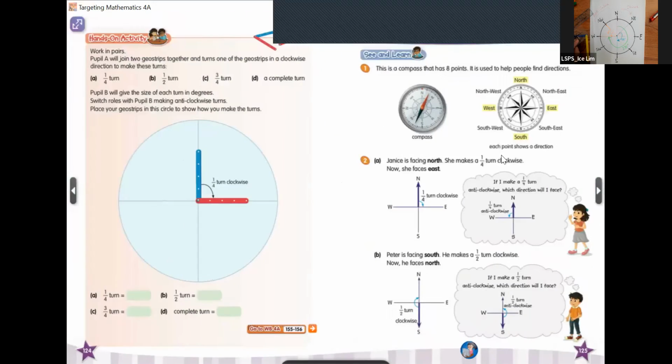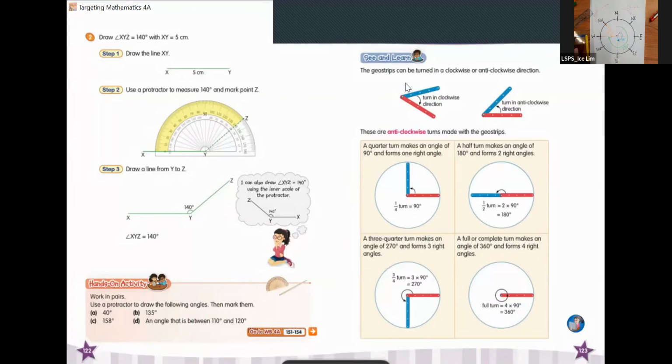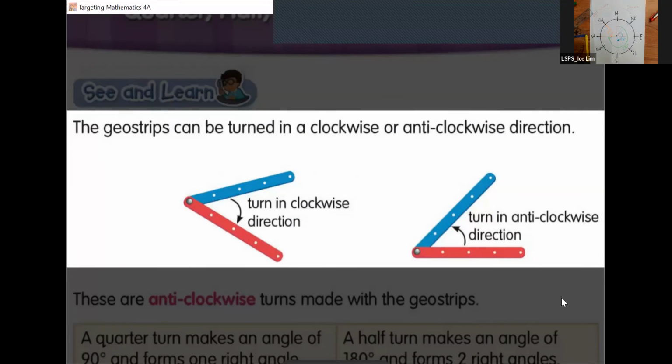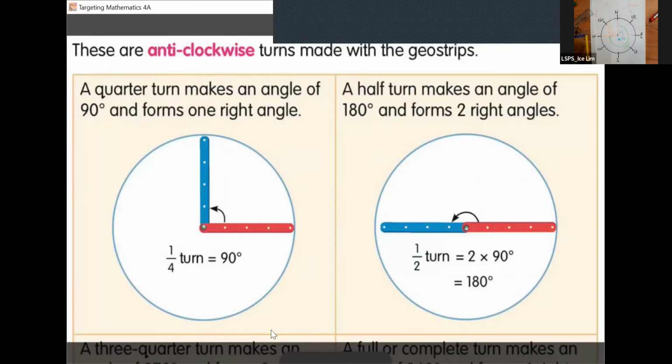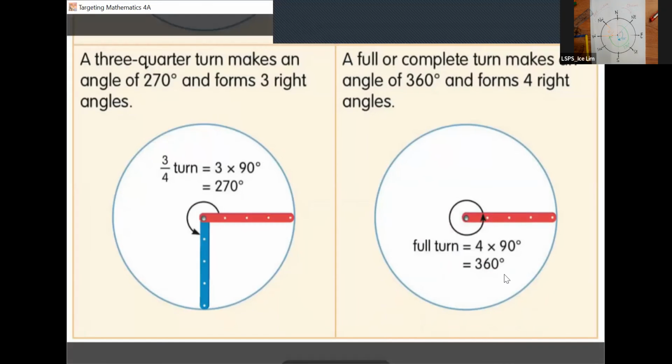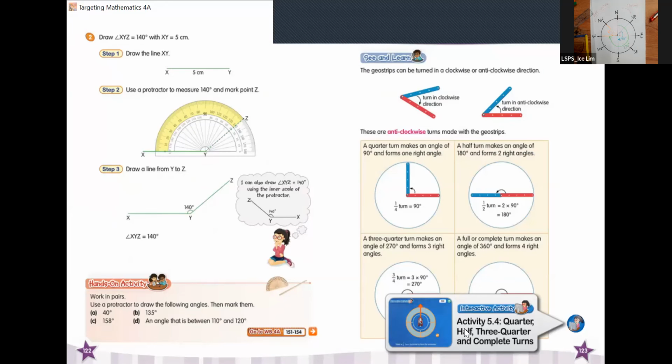Let's talk a little bit about the turns now. Earlier on, you can go back and do this in your textbook, page 123. It asks you to play with the drill strips again. You can follow it to see clockwise and anti-clockwise direction. And here's what the turns are talking about. A quarter turn is 90 degrees, half a turn is 180 degrees. A complete turn is 360 degrees, and 3/4 turns is 270 degrees. Can you understand this?